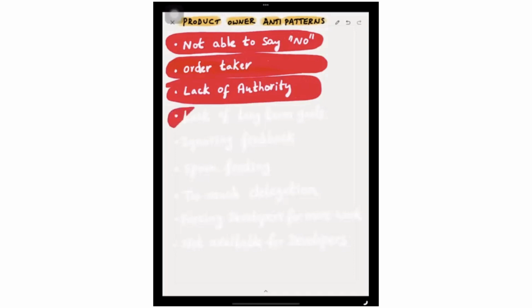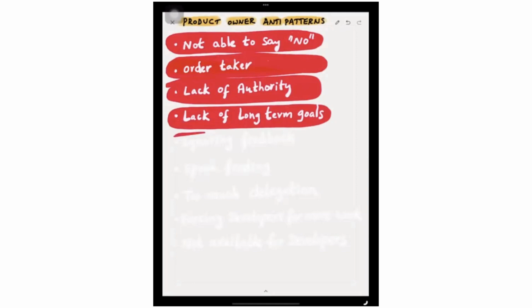And the next one is lack of long-term goals. So the product owner is just looking into the current sprint and next sprint instead of having clear, concise product goals. Just working temporarily on the current sprint. How can I keep my team occupied for the next sprint? That's not the product owner's job. Product owners should be visionaries, should have some concrete goals, product goals.